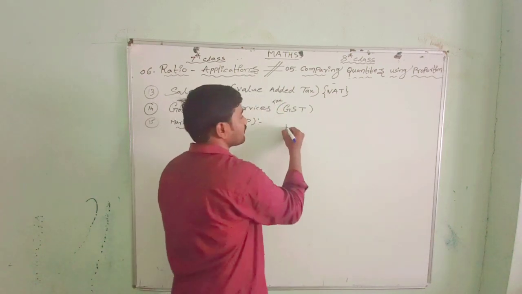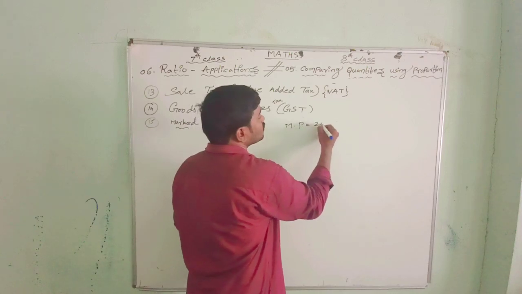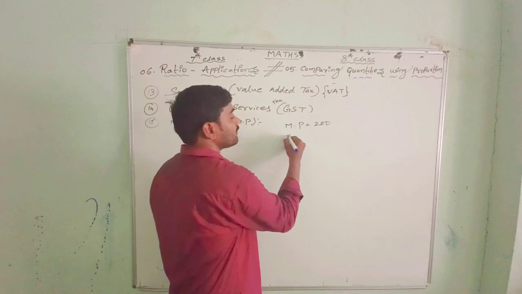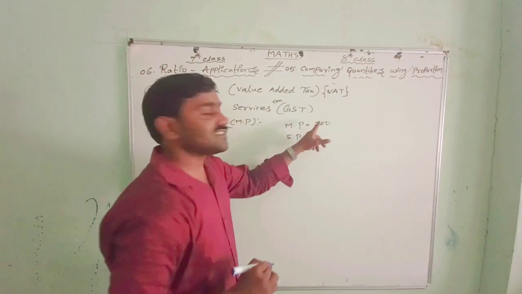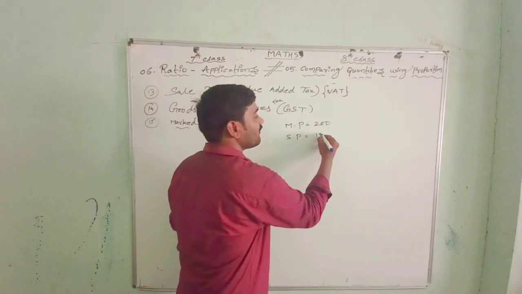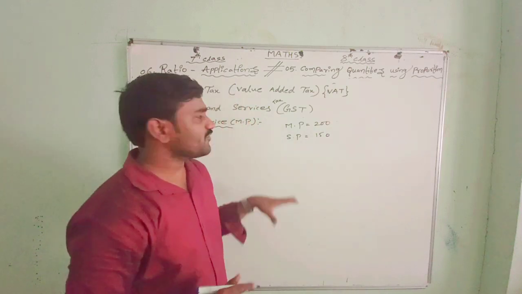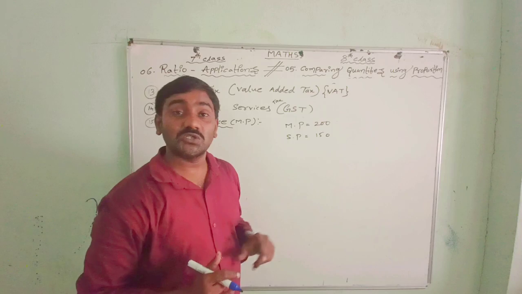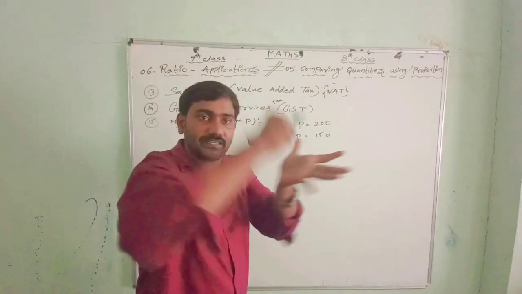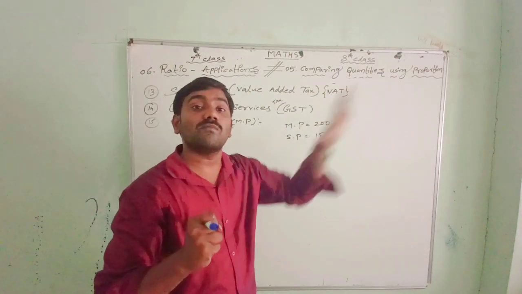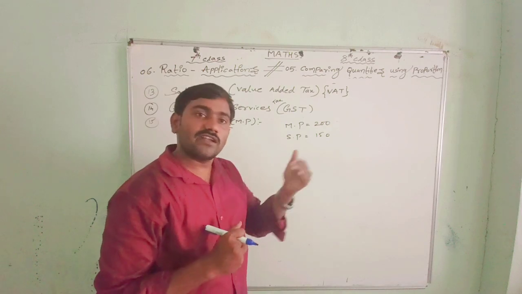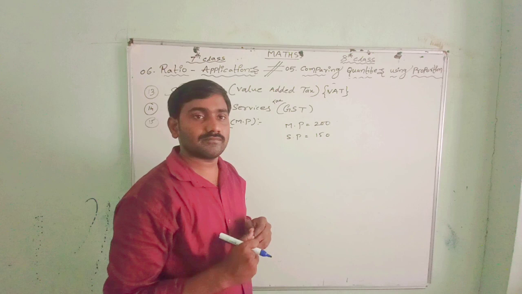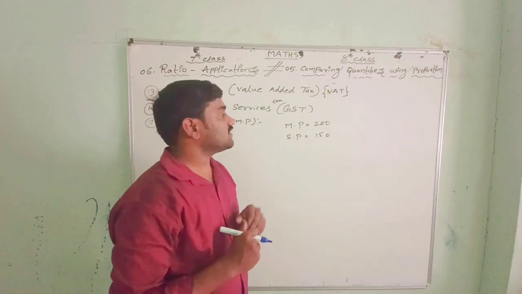Suppose the market price on one article is 200 rupees. But some supermarkets will sell it for 150 rupees only, or 180 rupees. Selling price is 150 but market price is 200. The amount which is printed on the article is called market price. They won't sell it for more than the market price. Less than the market price, they will sell it.